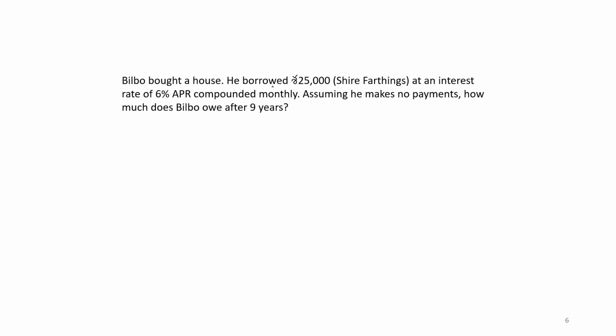Bilbo bought a house. He borrowed 25,000 Shire farthings at an interest rate of 6% APR, compounded monthly. So that APR means that the 6% applies to a year. I'm sure you've seen a car commercial and they talk about this. Assuming he makes no payments, how much does Bilbo owe after 9 years? So this is simply filling in the parts of our compound interest equation of final value equals principal times 1 plus r over n, so our interest rate over, in this case, 12, because it's compounded monthly, raised to the n times t.